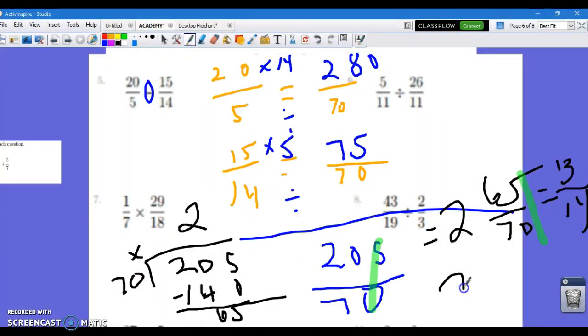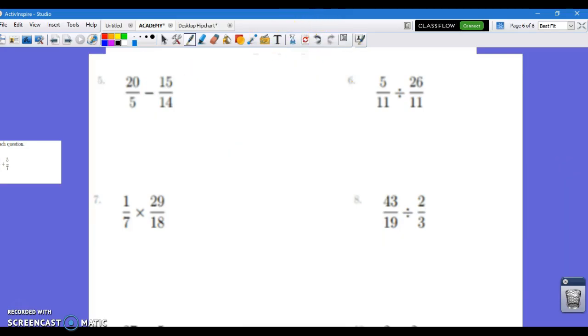Doesn't that look better? So really, a reduced answer would be 2 and 13 over 14. And that was for number 5. Okay? Here's a division one. So, you know what to do when we do division. I'll do it over here. We keep the first one the same, change the multiplication, and flip.